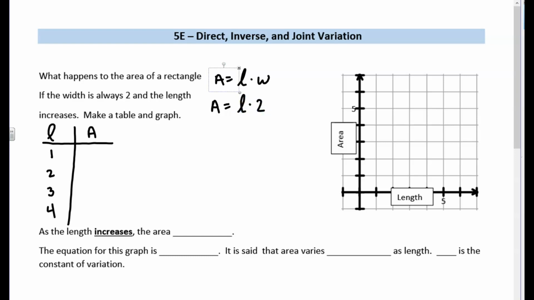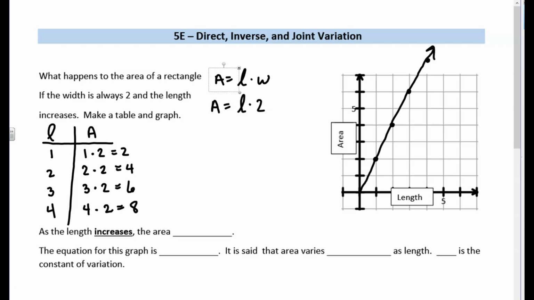In my chart, I'm going to plug in different lengths and see what kind of areas I get out. I'm going to look at lengths of 1, 2, 3, and 4, and then I'm going to look at the resulting areas. And now I want to graph this relationship to see what it looks like. And when I graph it, you can see we get a pretty steep straight line.